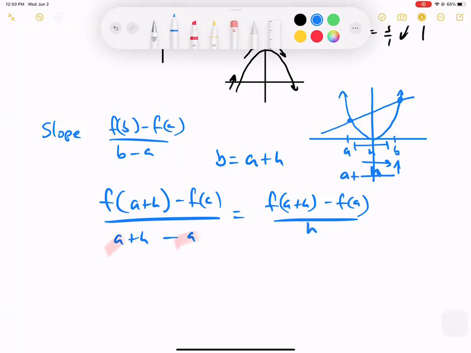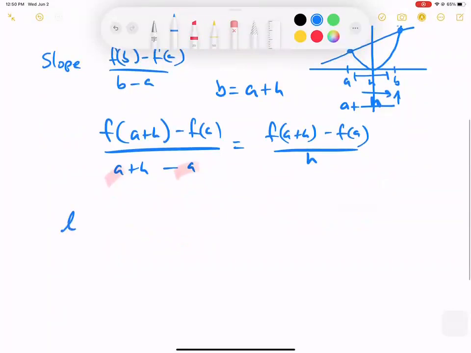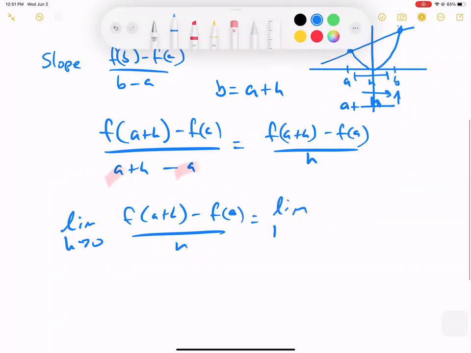Divide by H, so that we're no longer looking at 2 points, we're looking at 1 point. But how far do we want these 2 points to be? Well, H away. Do you want H to be a big number or a small number? We said in order to get our slope, we want H to be 0. So the limit as H gets closer to 0 of F of A plus H minus F of A over H. And we're going to rewrite this as the limit as H goes to 0 of F of X plus H minus F of X over H.